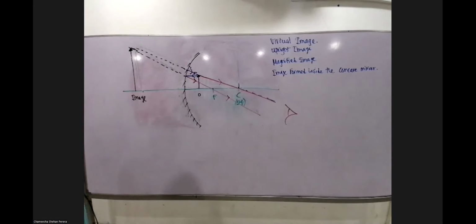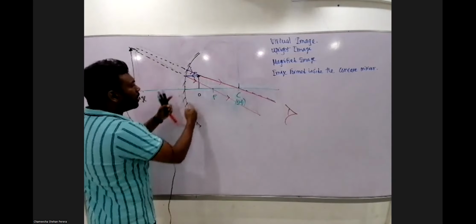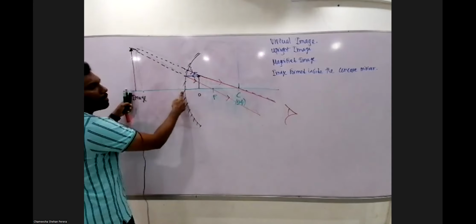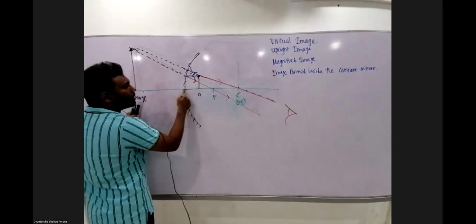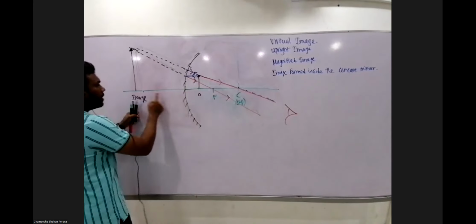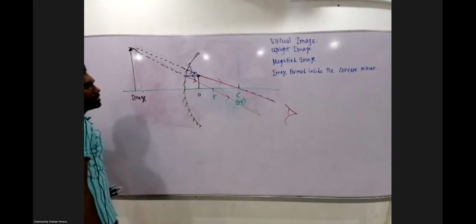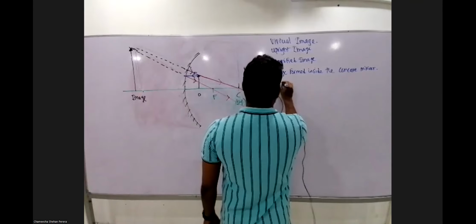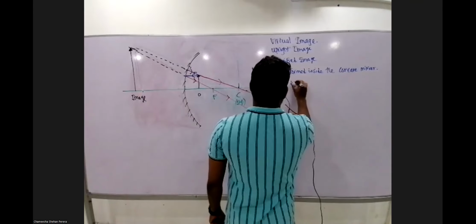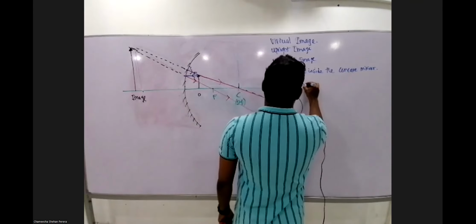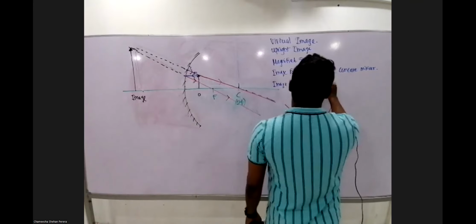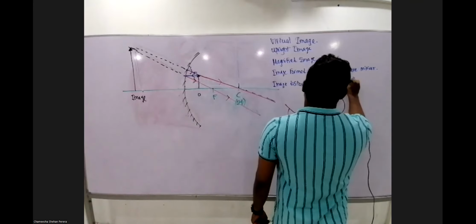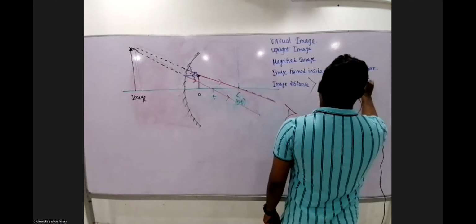Now, what can you say to me, Shanuki, about the object distance and the image distance? Can you remember? The distance from the object to the mirror is called the object distance, and the distance from the image to the mirror is called the image distance. What can you say about that? The image distance is greater than the object distance. Very true, right. Image distance is greater than the object distance.